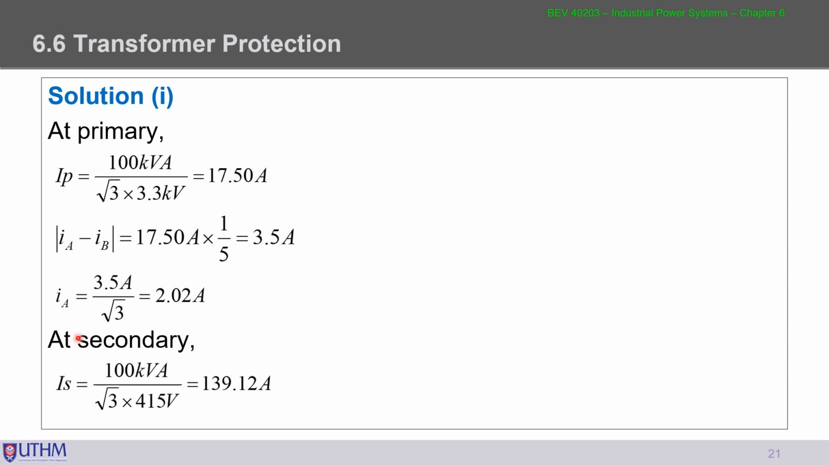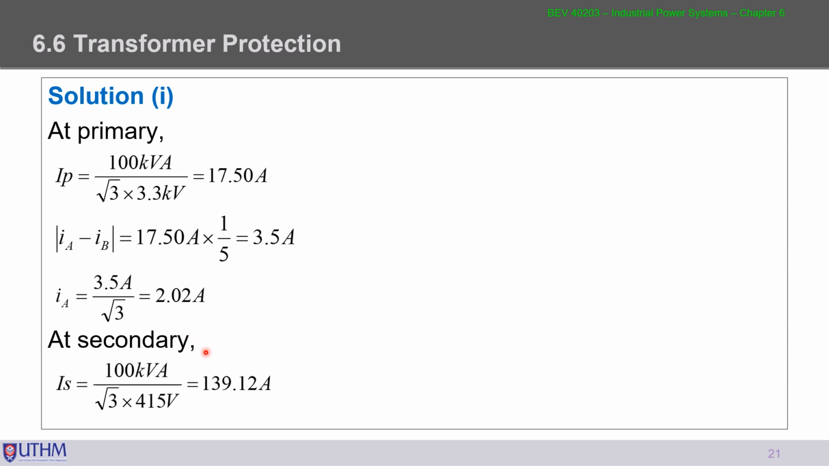Okay, then we have to measure the current IA at the A phase. This is the A phase at the primary side, which is the value of 3.5, the value at the current transformer, divided by √3, because the connection of the phase is in delta connection. So we have to divide by √3. So we get the answer here is 2.02. This is the phase current at the primary side.